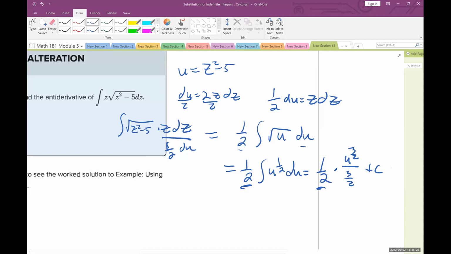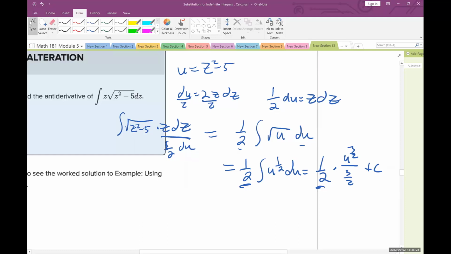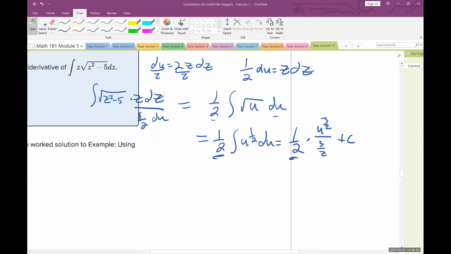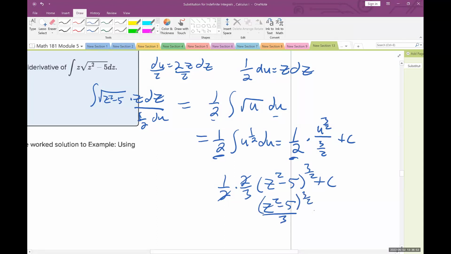Here's where it gets a little interesting. This would happen in any case, anytime you have something to a fractional power. So 1/2 times, 3/2 being in the denominator means you could flip it and make it 2/3. Then we have our u was really just z squared minus 5 to the 3/2 plus c. And those 2's divide out. So it's going to be z squared minus 5 to the 3/2 over 3 plus c. And that's it.